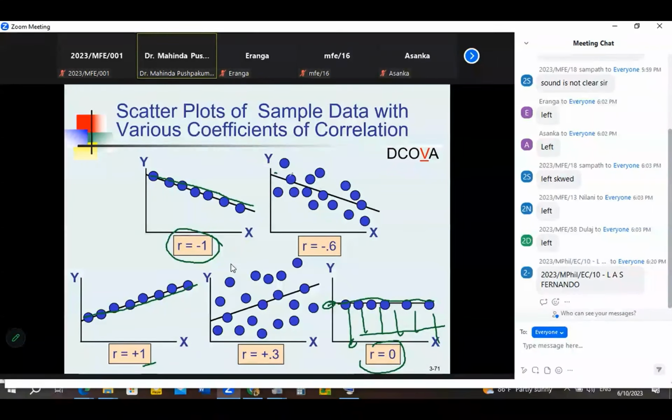Then this is, we can say, a weak or moderate negative relationship. This is a positive relationship, but it is weak because the value is less than 0.5. If it is less than 0.5, then we can say weak relationship. This one we can't say is weak because the value is greater than 0.5, so we can say moderate relationship.